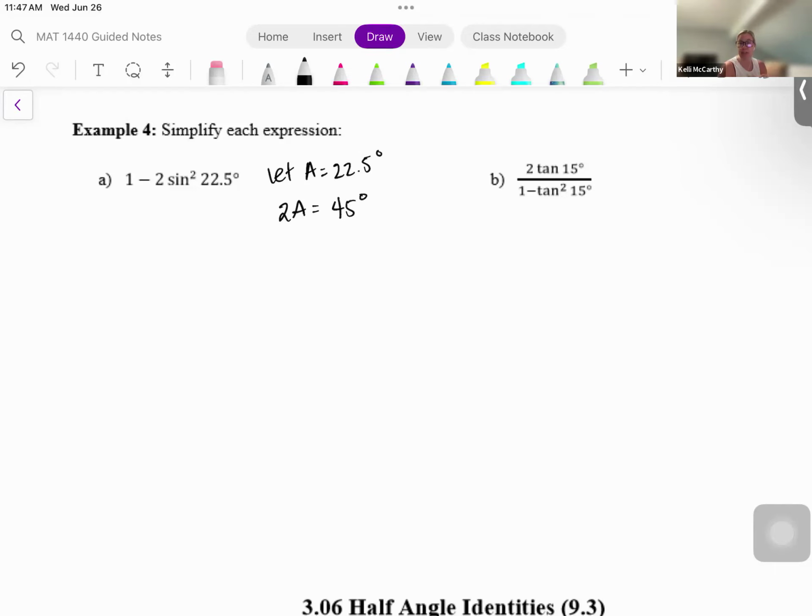Using these substitutions of A, this can be rewritten as 1 minus 2 sine squared A, which is part of the formulas for our double angle formula for cosine. So this is cosine of 2A. We know what 2A is. 2A is 45, so this is cosine of 45 degrees. And cosine of 45 degrees we know is the square root of 2 over 2.